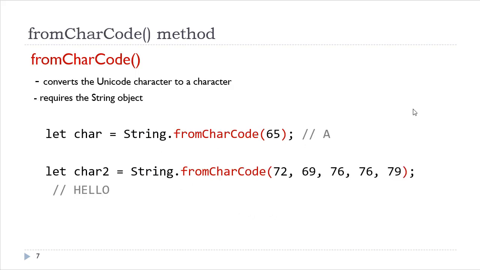The fromCharCode method does the opposite. It takes the character code as a parameter and it will return the character. This method requires the String object as we see here, similar to using a method from the Math object. So fromCharCode 65 would return A. You can pass multiple values and you can return a longer string, as we see here.